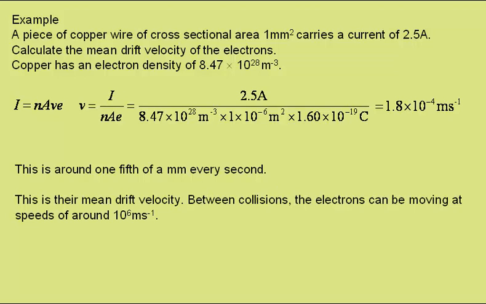This is actually their mean drift velocity. Between collisions, the electrons can be moving at speeds of around 10^6 meters per second, but they actually travel along the wire at a very low velocity.